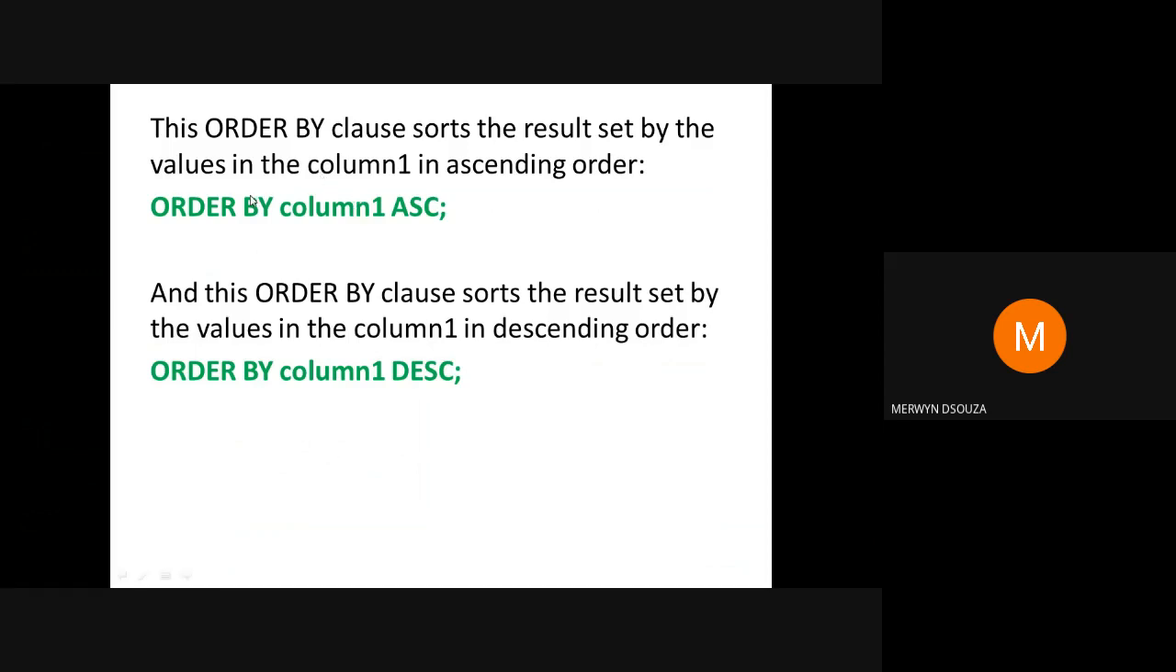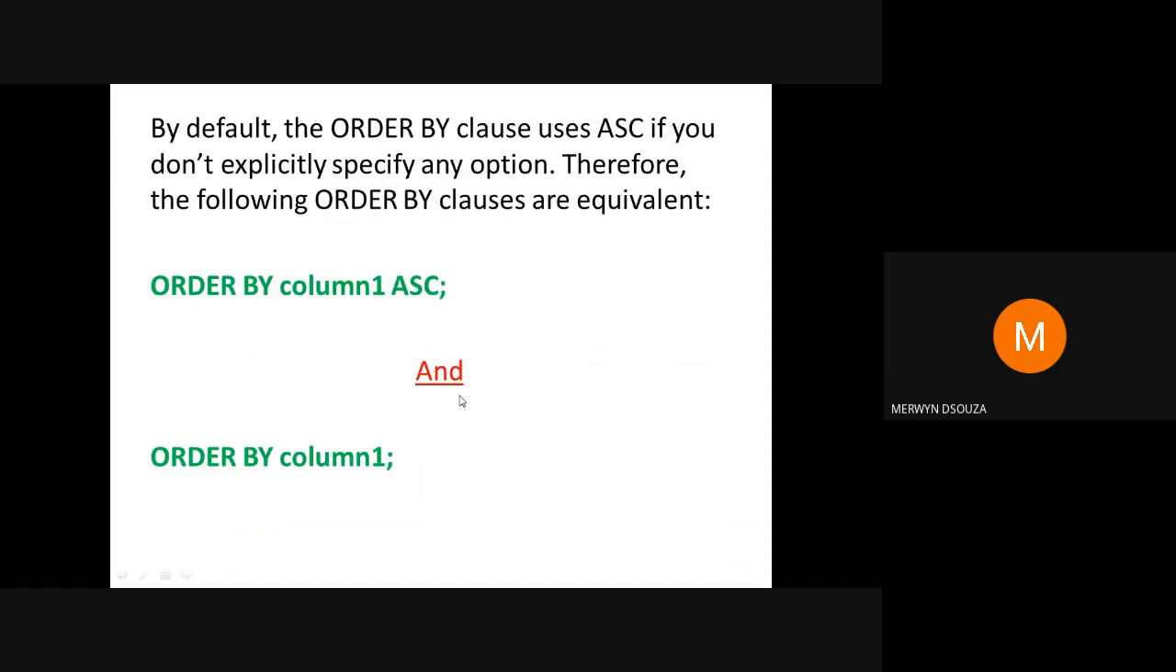So the following query will sort the results by the values in column 1 in ascending order. The query is order by column 1 ASC. This will sort all the values in column 1 in ascending order. If you want to sort in descending order, then you will simply write order by the name of the column and DESC. What this query will do is sort all the values in column 1 in descending order. By default, the order by clause uses ASC.